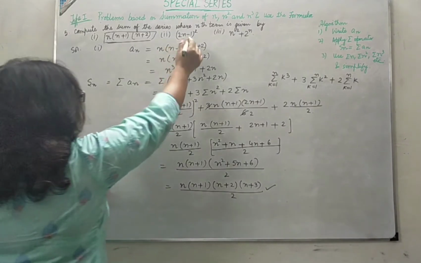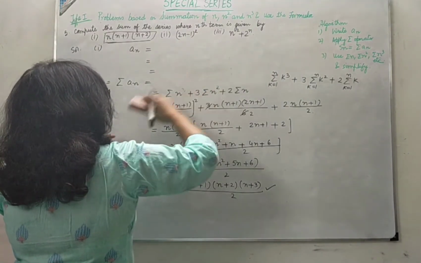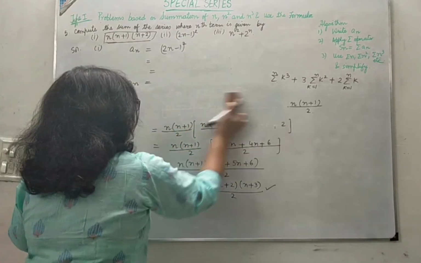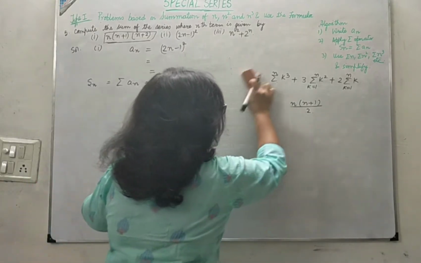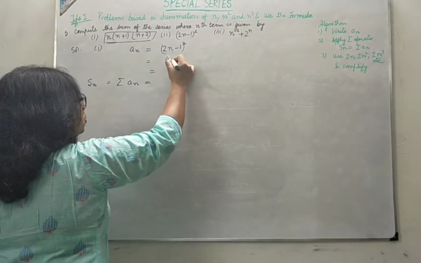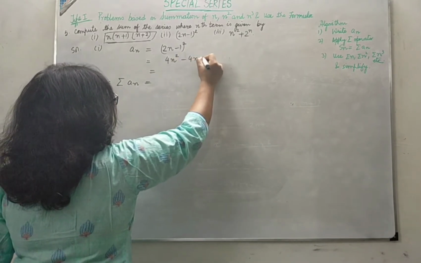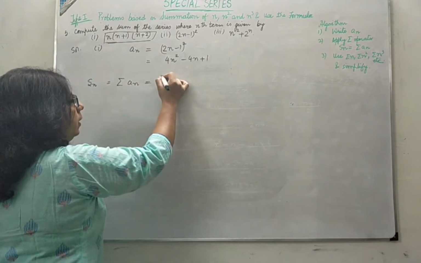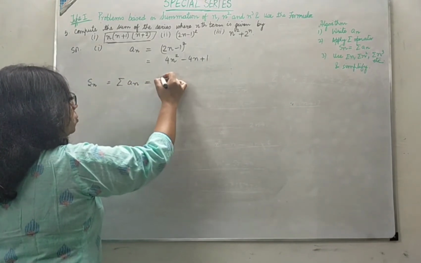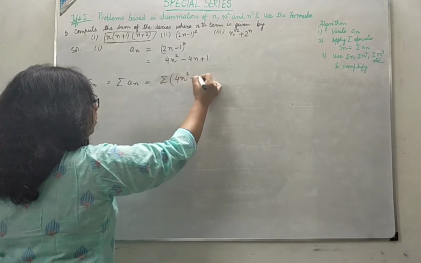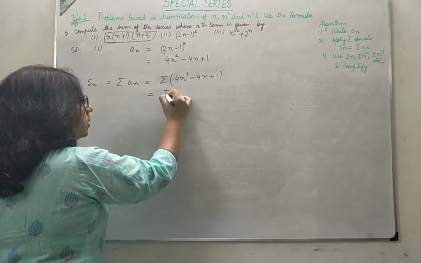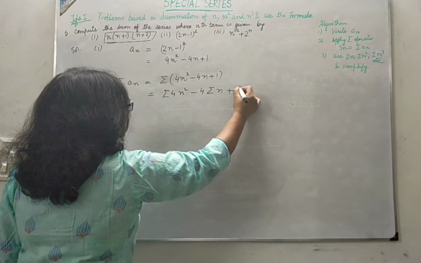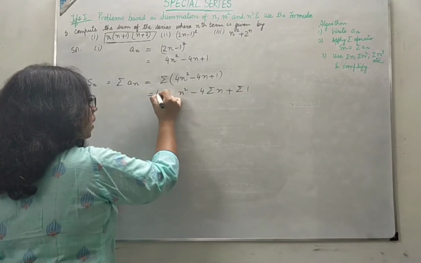That is your 2n minus 1 whole square. Now in this we are given the whole square. So we have to simplify it first and then apply again the sigma like we have done in the previous one. So this is 4n square minus 4n plus 1. We have opened the whole square, and if I write sigma an, first of all this is sigma over 4n square minus 4n plus 1, that means sigma 4n square minus 4 sigma n plus sigma 1. This 4 can also be taken outside.